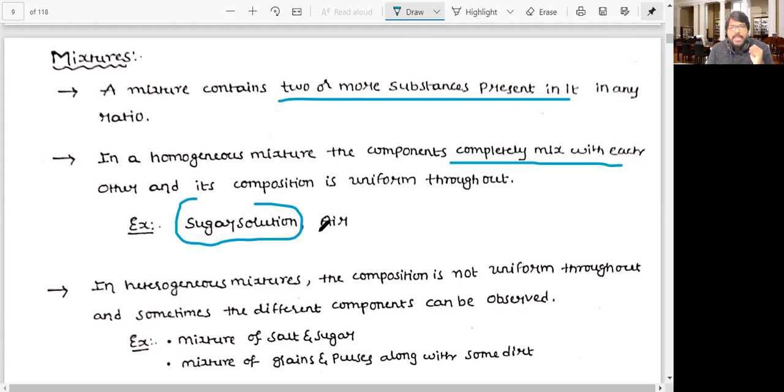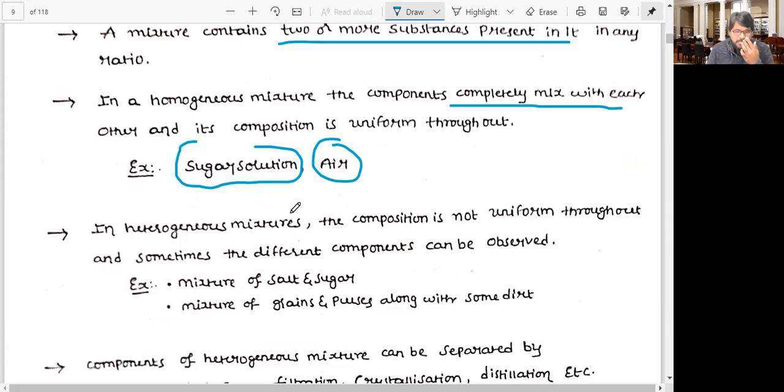And also air. Air is a mixture of so many gases. Most important gases are nitrogen and oxygen. And the nitrogen completely mixes with oxygen, or oxygen completely mixes with nitrogen. That is a homogeneous mixture. Heterogeneous mixture means that the composition is not uniform throughout. Actually, they are not mixing completely.